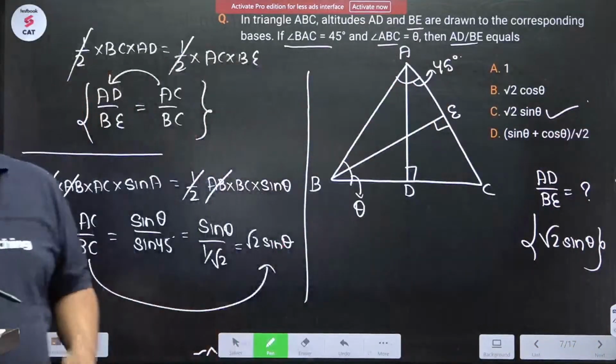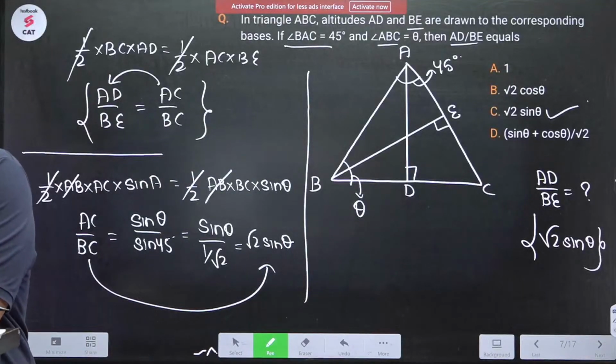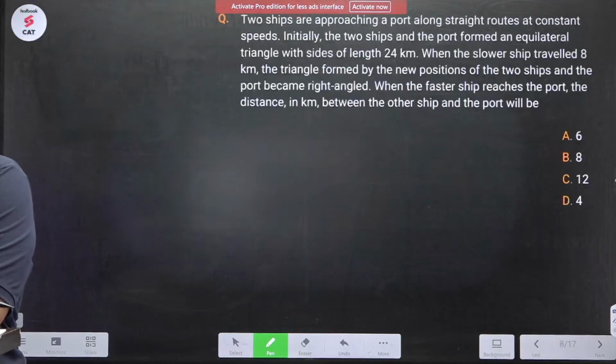स्मृति ने करेक्ट आंसर दिया था ना? Yes. स्मृति nailed it. Very good. नेक्स्ट क्वेश्चन की तरफ मूव करें. बिल्कुल, try this one.